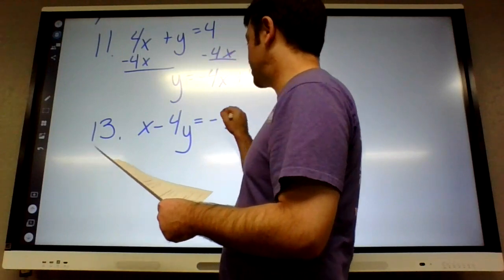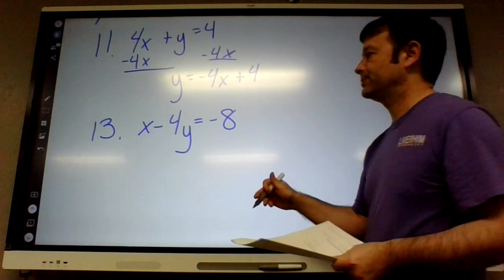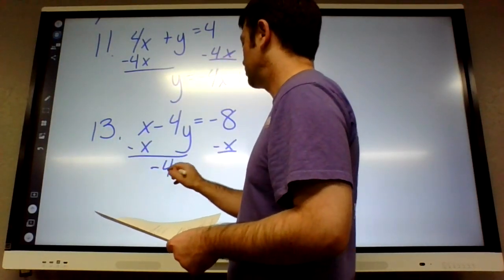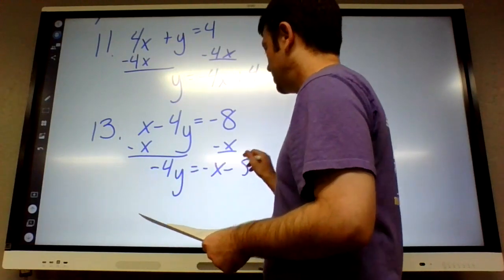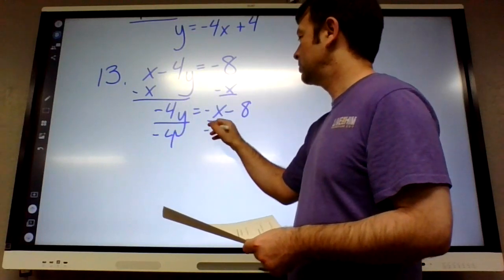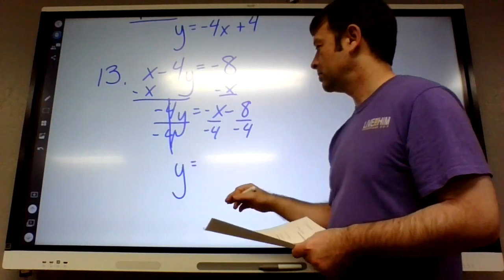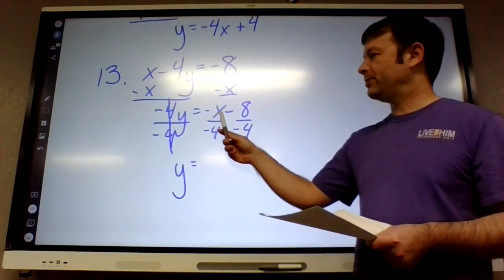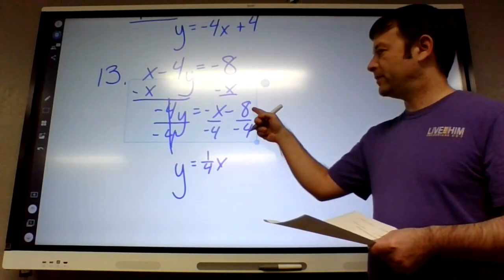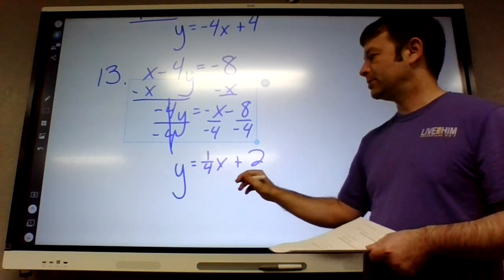What should we do, Sebastian, on number 13? Subtract the x, and then you divide by negative 4. That equals x minus 2. Plus 2. Okay, yeah. Negative 1 divided by negative 4 is positive 1/4. Negative 8 minus 8 divided by negative 4 is positive 2.